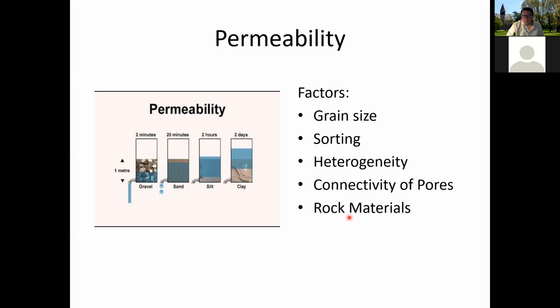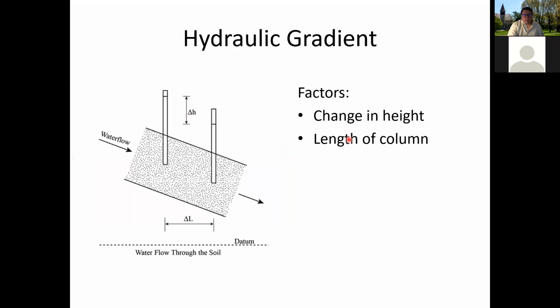And of course, the type of rock material actually plays a big role in each of these factors. If I put a bucket of gravel, sand, silt, and clay and fill them up with water, you would see that gravel would drain a lot faster than the other ones, and something like clay would take quite a long time to drain, just because of all these factors going in the direction of reducing the porosity and the permeability. The last component to remember here is the hydraulic gradient.